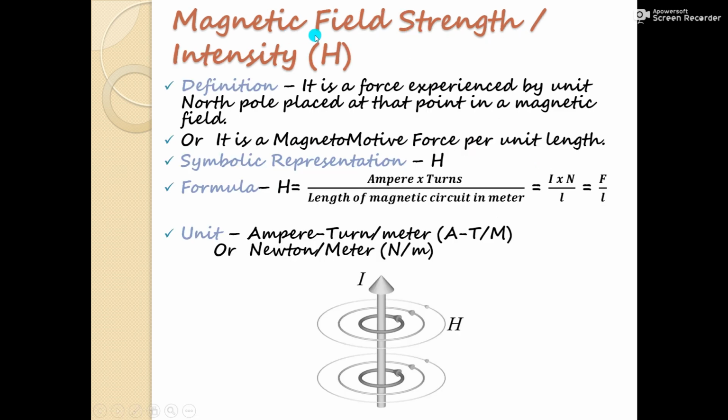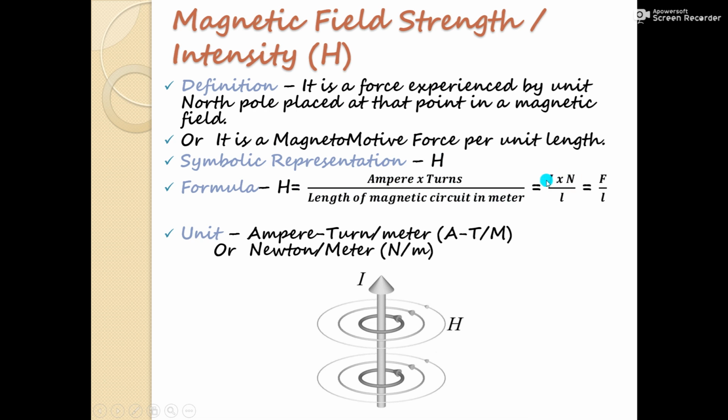The next term we have is magnetic field strength or intensity, which we represent by using the capital letter H. What is magnetic field strength? It is the force experienced by the unit north pole placed at that point in a magnetic field, or it is the magnetomotive force per unit length. The formula for the magnetic field strength is ampere turns divided by the length of the magnetic circuit in meters.